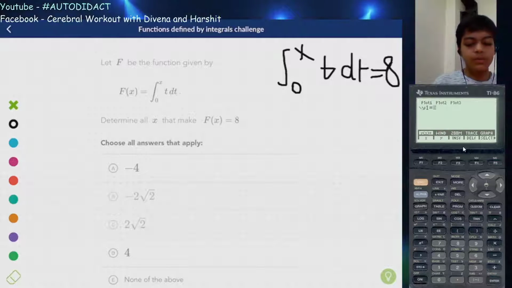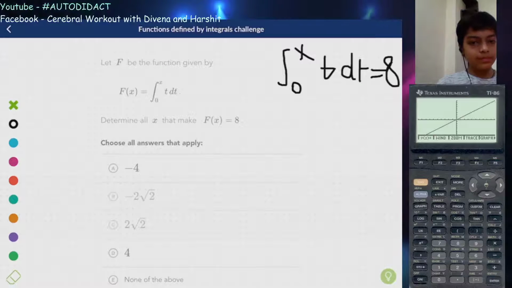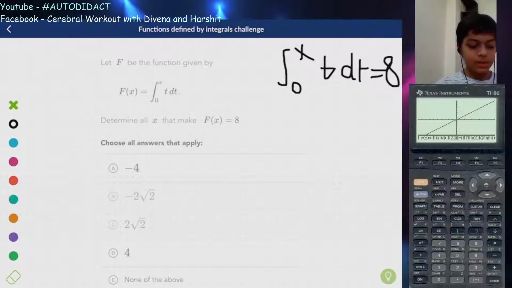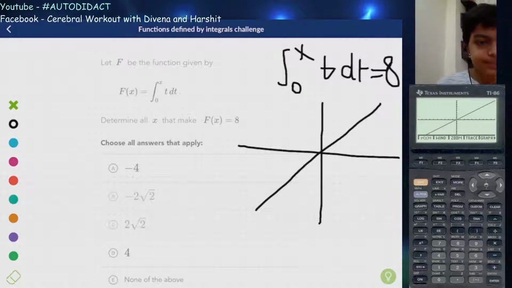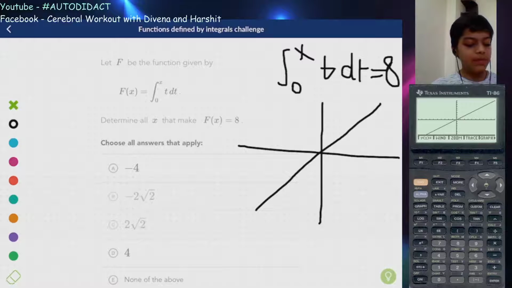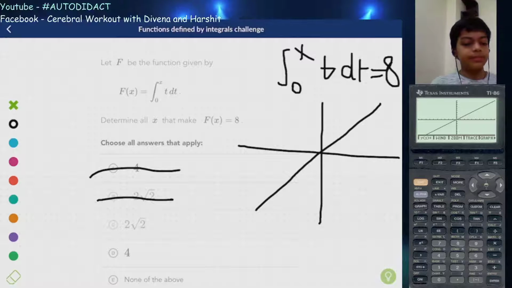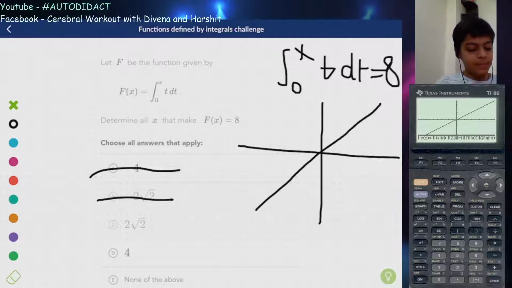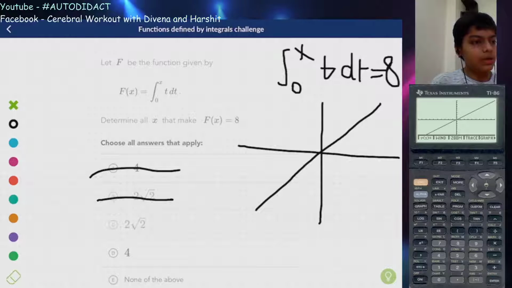So first let's graph this. This is x, and we want to find from 0 to what will its area be equal to 8. This is the graph of x, and we want to find when the area will be equal to 8. It cannot be when these are negative values because the area will be negative then. So negative cannot be the answer.